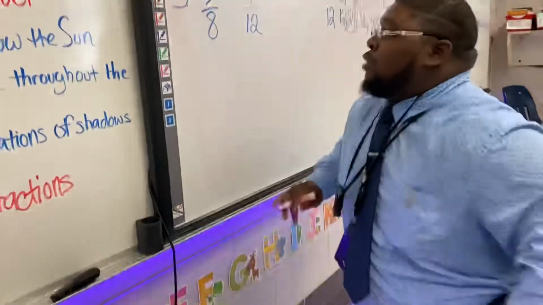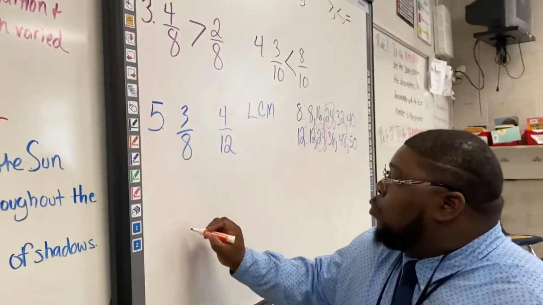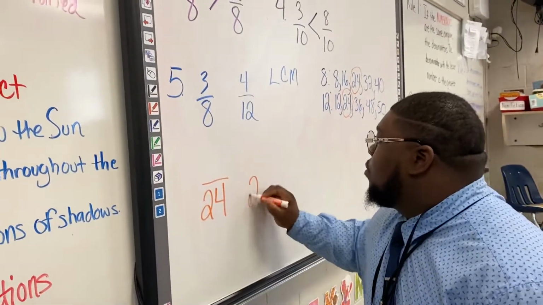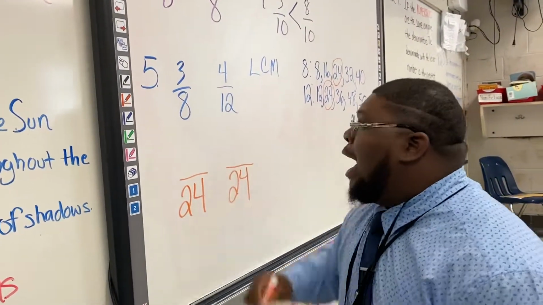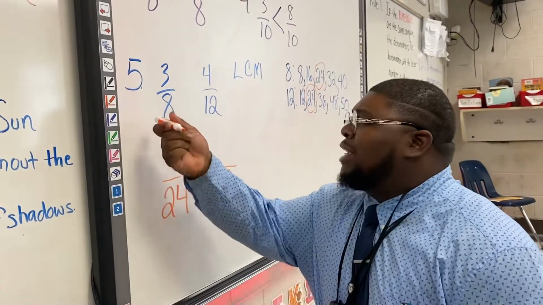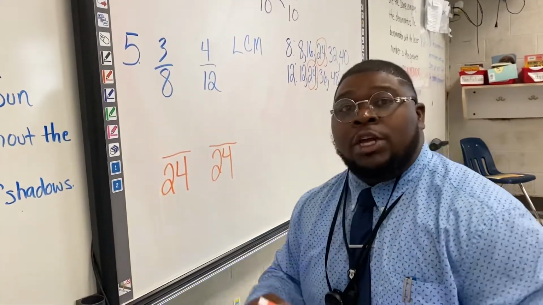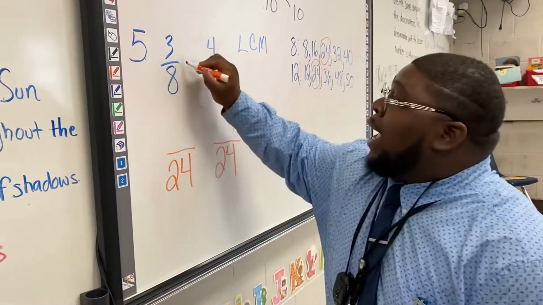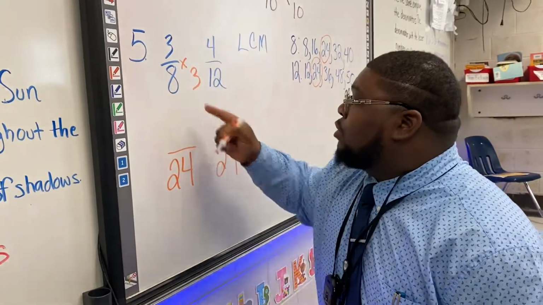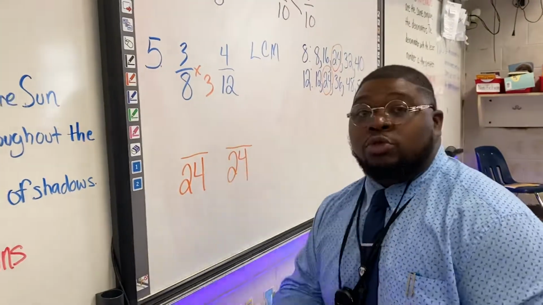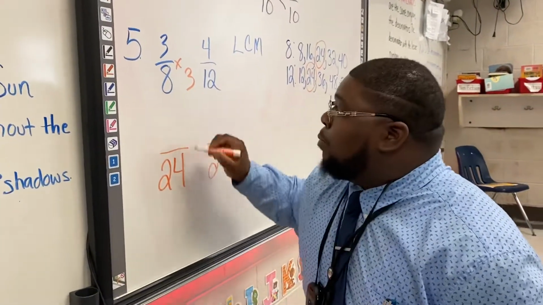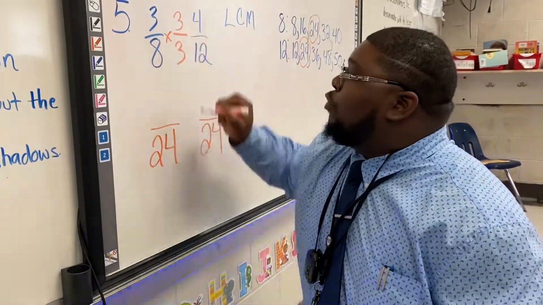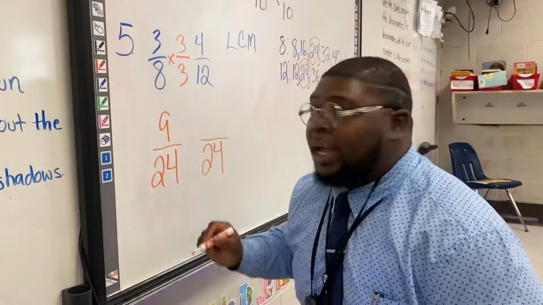I teach my students that we now need to rewrite our comparison statement, okay? So now I have to ask myself, how did 8 get to 24? If you know your times tables, I always tell them to make reference to the times tables. 8 times 3 gives us 24. The students also know that what you do to the bottom, you must also do to the top. So 3 times 3 would give us 9.